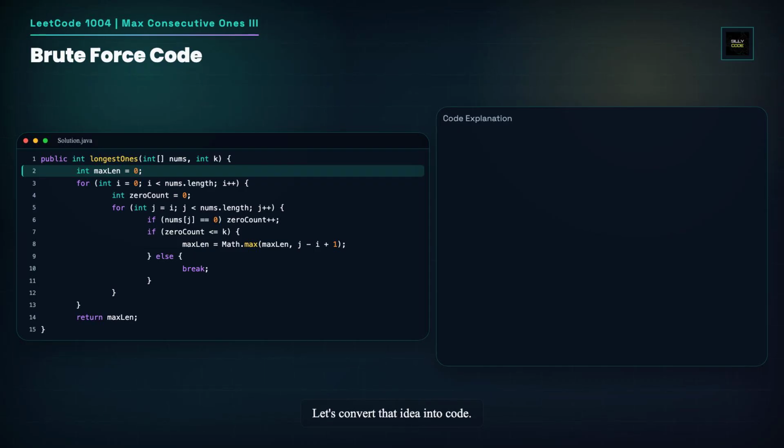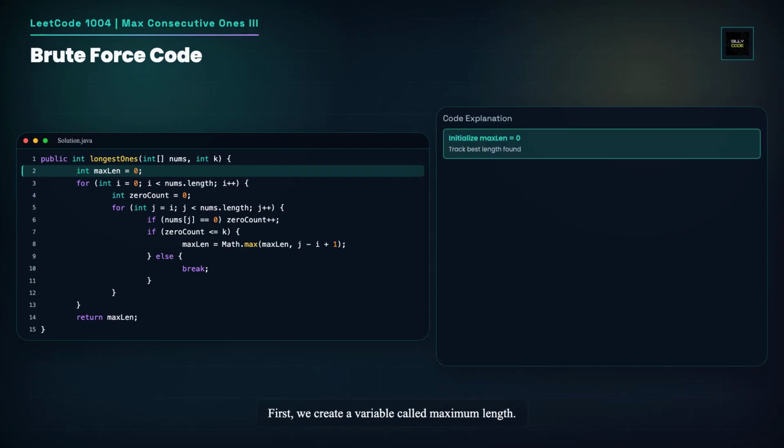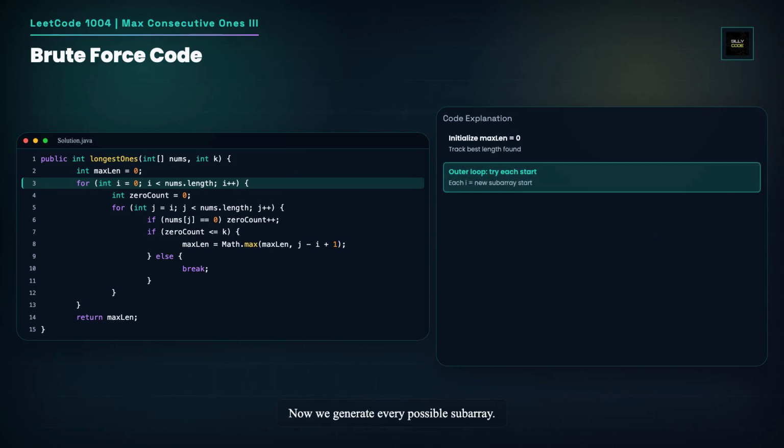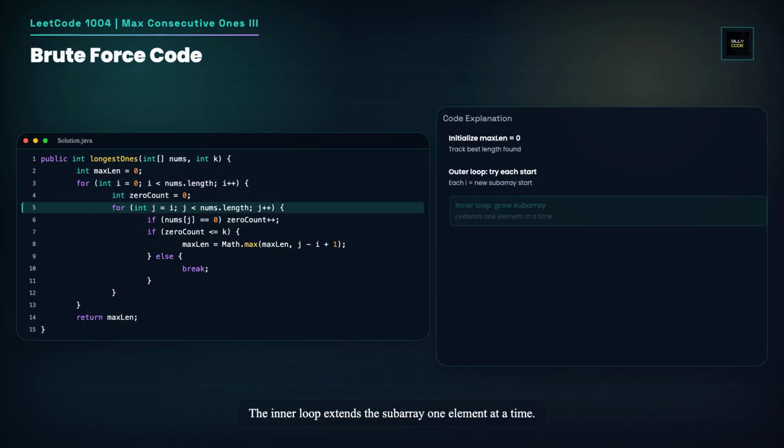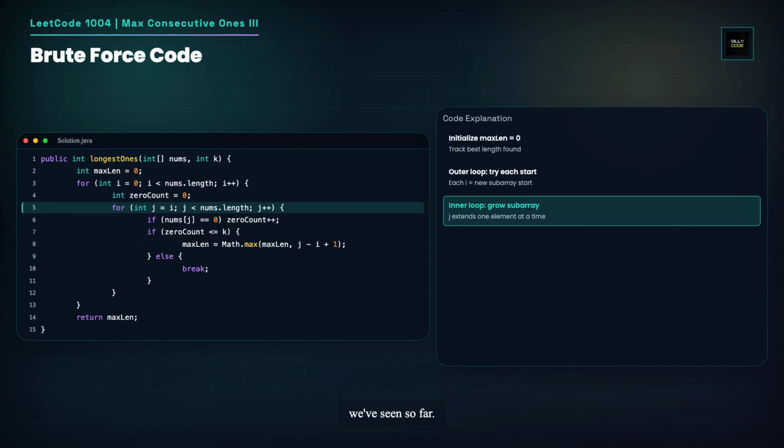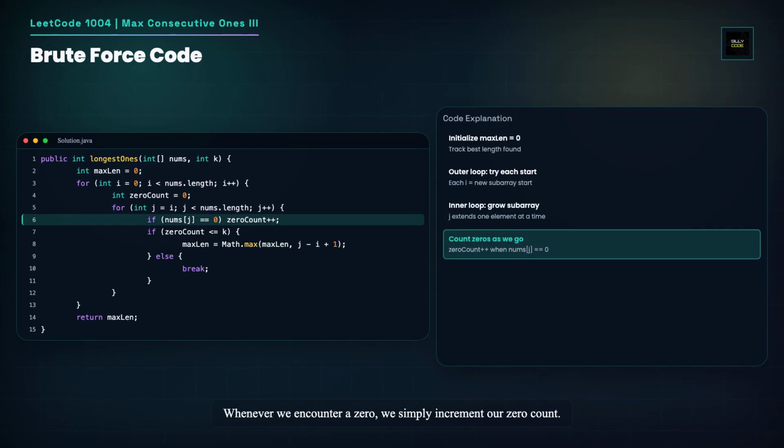Let's convert that idea into code. First, we create a variable called maximum length. Initially, it's 0. Now we generate every possible subarray. The outer loop chooses the starting index. The inner loop extends the subarray one element at a time. As we extend the window, we keep track of how many zeros we've seen so far. Whenever we encounter a zero, we simply increment our zero count.